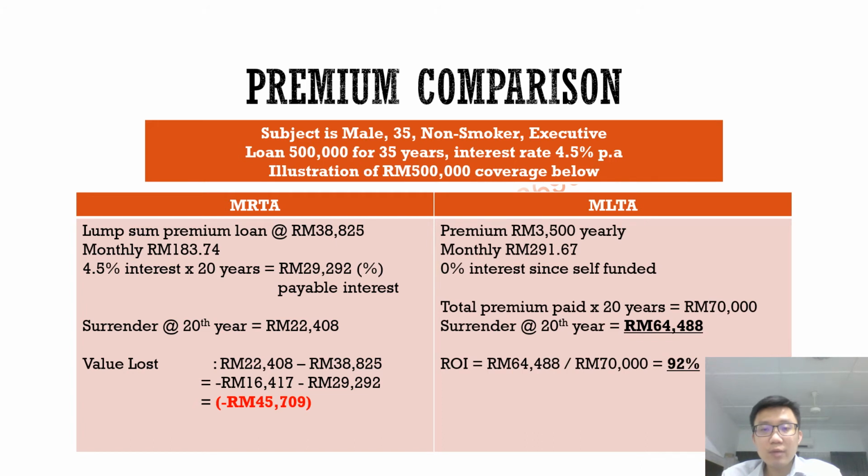Whereas for MLTA itself, the premium incurred will be 3,500 yearly, where the monthly premium is about 291 ringgit, and there is no interest incurred since MLTA was self-funded. So the total premium will be based on 3,500 multiplied by 20 years, which will result to 70,000 ringgit, and if he chooses to surrender on the 20th year, he will have gotten somewhere around 64,000 ringgit. So in terms of his return, it is somewhere around 92%, whereby he has paid 70,000 over the next 20 years, but if he chooses to surrender, he gets back at least 64,000 ringgit.